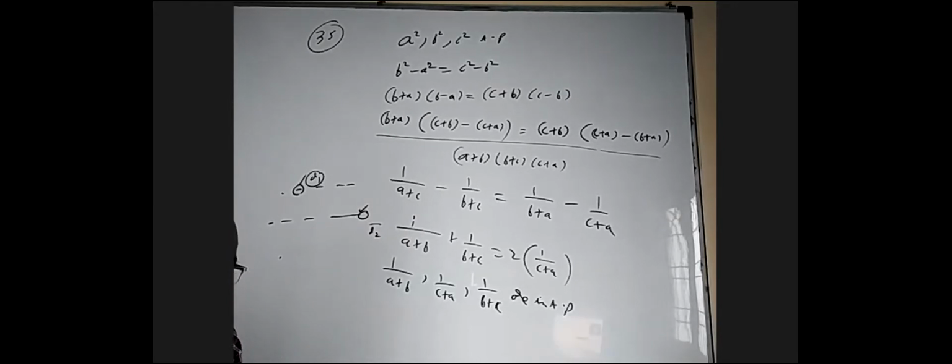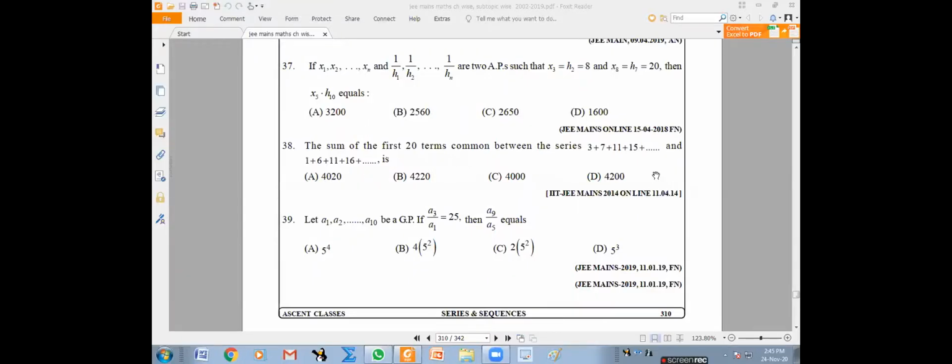Whether you recognize it or not, when you look at the question, you'll be able to make it out. The sum of the first 20 common terms. What is the first common term? You can easily see 11. One may ask, where is the next common term? Right. 3, 7, 11, 15; 1, 6, 11, 16.